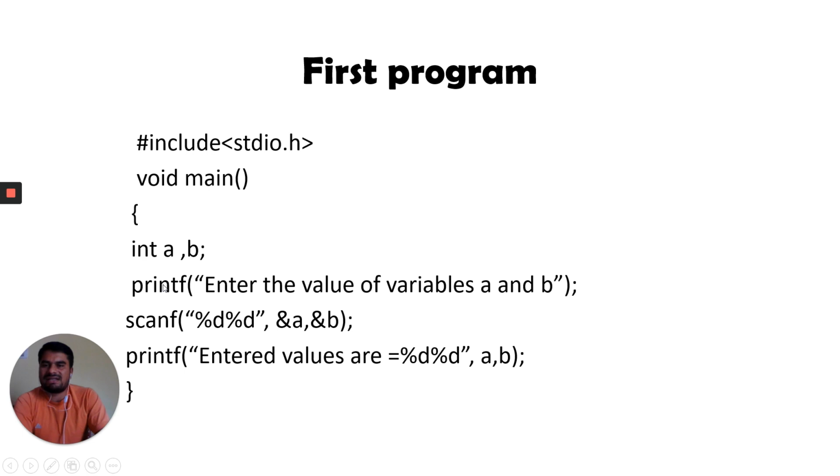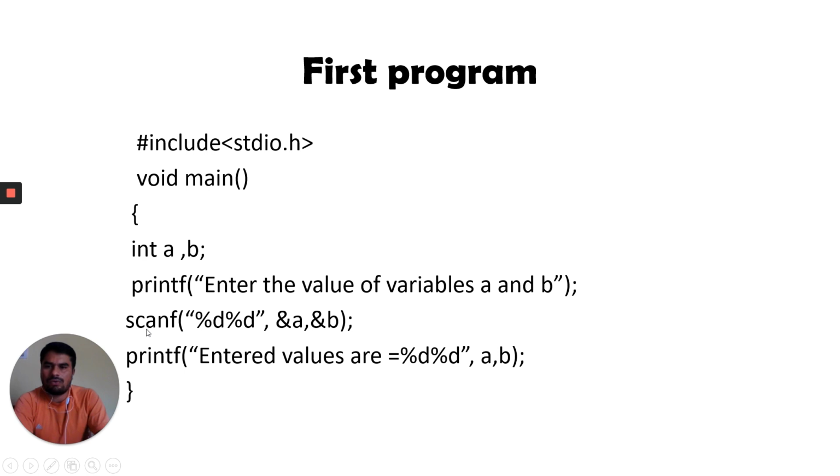To input the value, this printf just prints the statement, enter the value of variables A and B. How do we write the printf? We have already discussed it. All of C programming is case sensitive, so everything should be in small case only. Printf in small case, open the bracket, double quote, enter the value of variables A and B. Whatever you include, the same thing will be printed. Close it with the double quote, close the bracket, and put a semicolon.